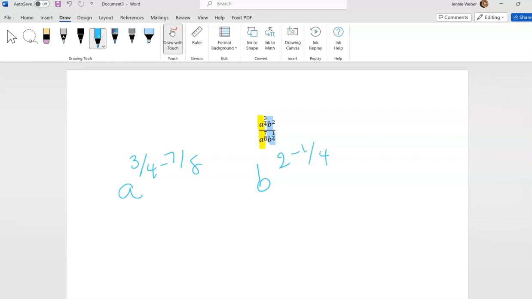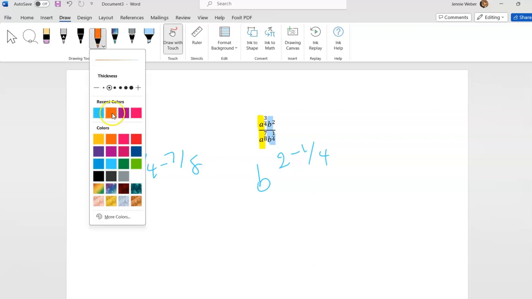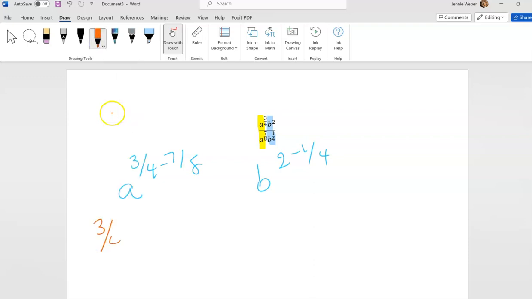But of course, this is fractions. So what we've got to do right now is we have to actually do the fractions, right? So I'm going to just pull this 3/4 minus 7/8. So I need to make a common denominator of 8. So now I have 6/8 minus 7/8. So then this becomes negative 1/8.